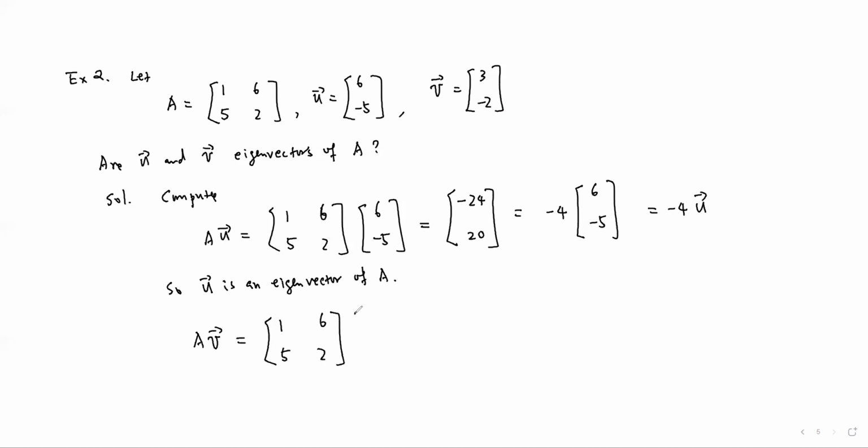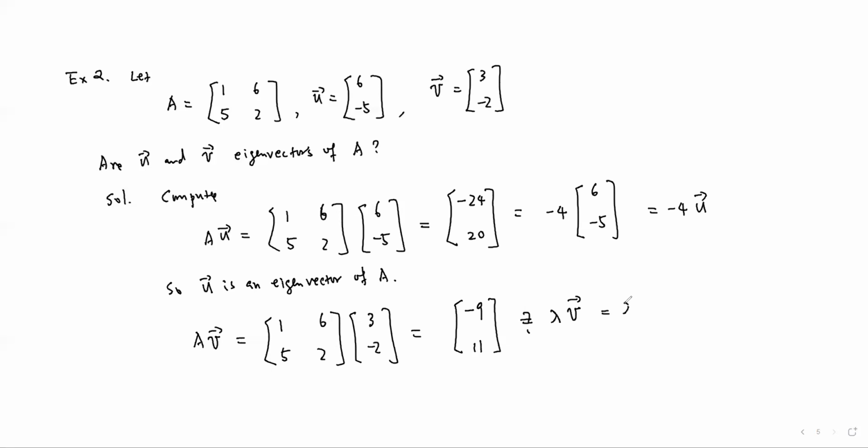A times vector V, where V is (3, negative 2). By the row-column formula, I get (9, 11). Now, ask yourself whether or not you can find a number lambda such that lambda times vector V equals this result, so that this equation is true.